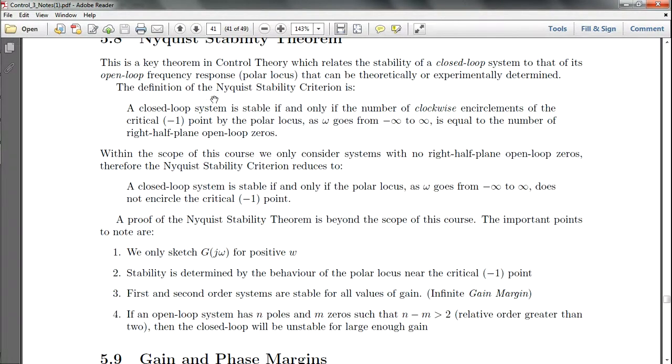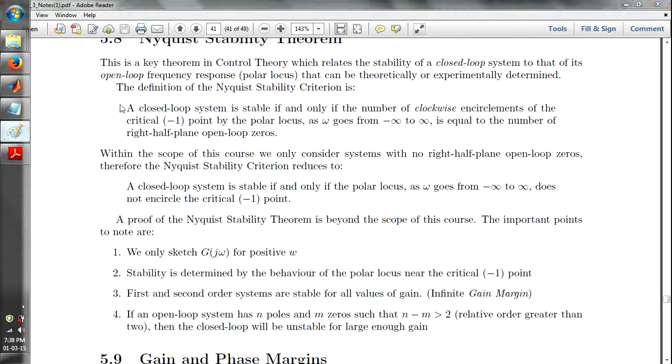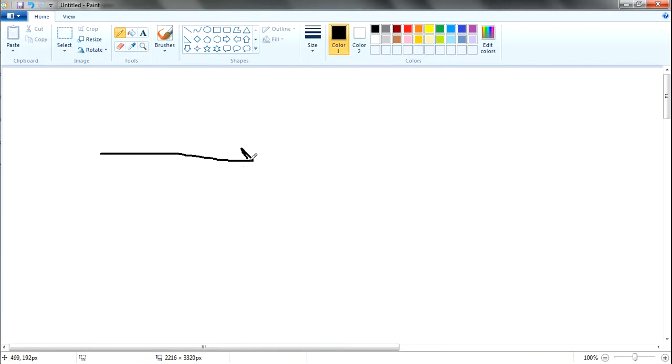If you come back here, you can see that the closed loop system is stable if and only if the number of clockwise encirclements of the critical minus 1 point equals the number of right half plane open loop zeros. If you still remember the right half plane, imagine we have a real and imaginary axis, and you have some zeros in the right half plane over here.